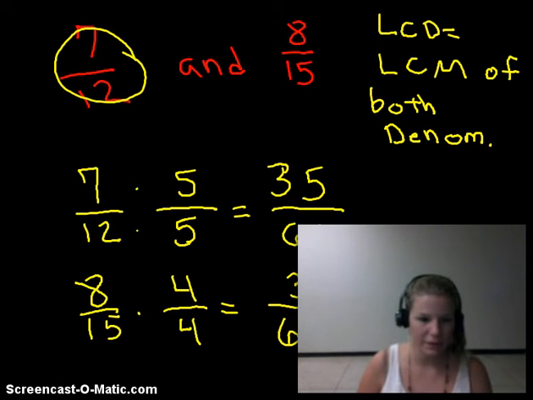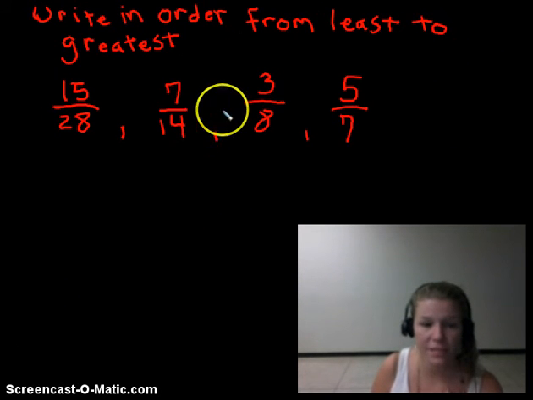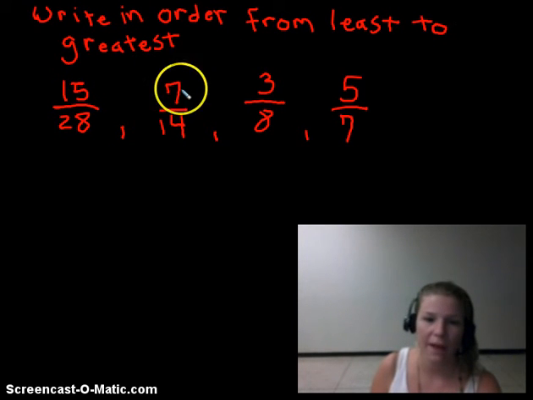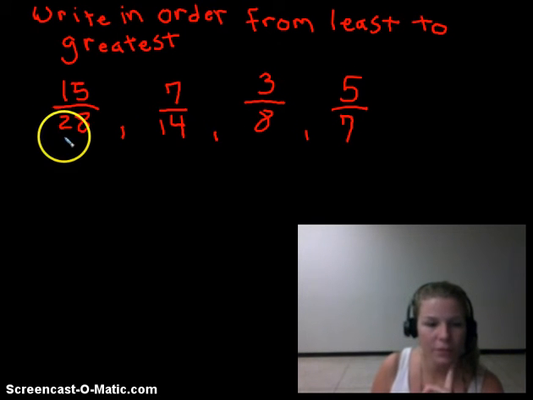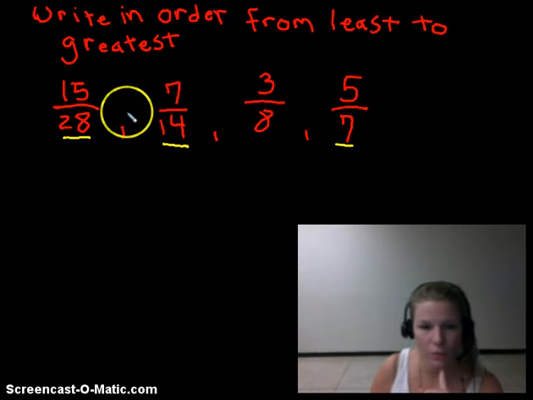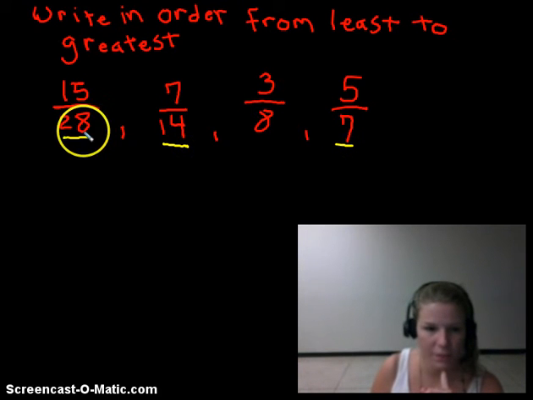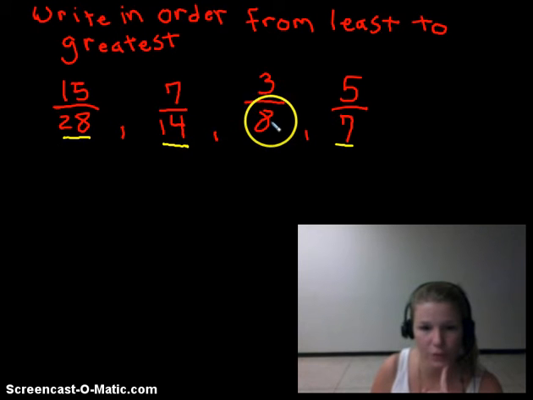Let's try another. So here's our next problem. We're given several fractions, and it says write in order from least to greatest. We have 15/28, 7/14, 3/8, and 5/7. What we're looking at here is our denominators. We have 28, 14, 7. Well, I know these three numbers. 7 times 4 makes 28, 14 times 2 makes 28. So we need to figure out what to do here with the 8 and the 28. Find the least common multiple of those.